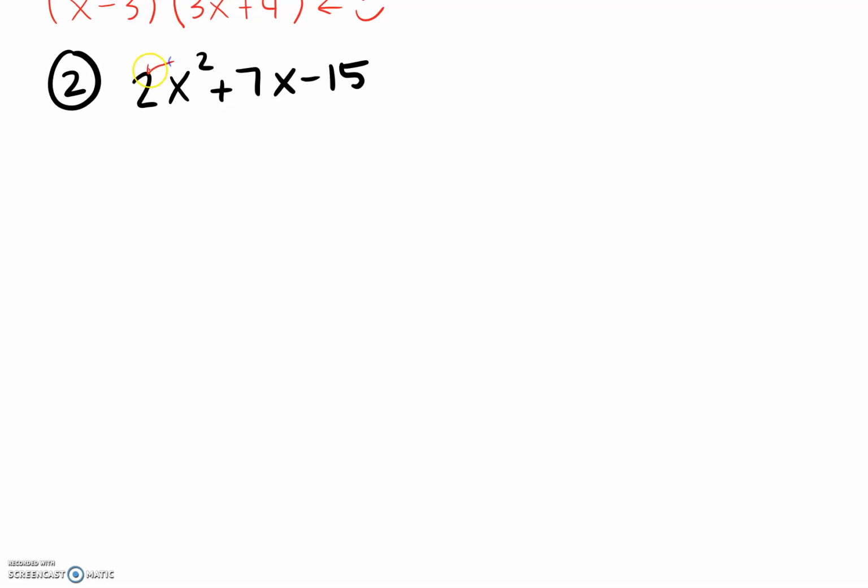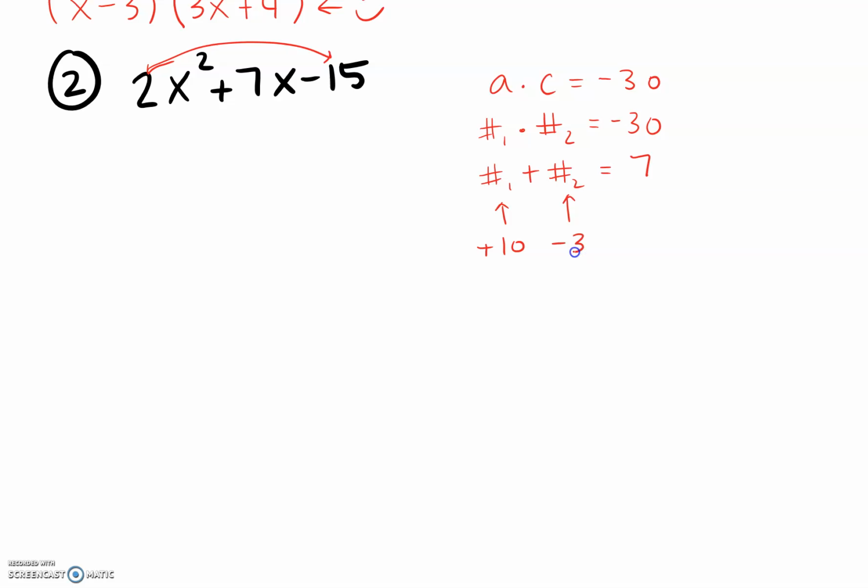So I start by multiplying A and C together, and I get A times C is negative 30. So the next thing I do is I look for two numbers that multiply to negative 30. But I want to add these same two numbers to give me my B value, which was 7. So I think about all the factors that I can multiply to negative 30 and add to 7, and the two that I think of are, let's say, positive 10 and negative 3. I chose to make 10 positive because when I add them, I get positive 7.